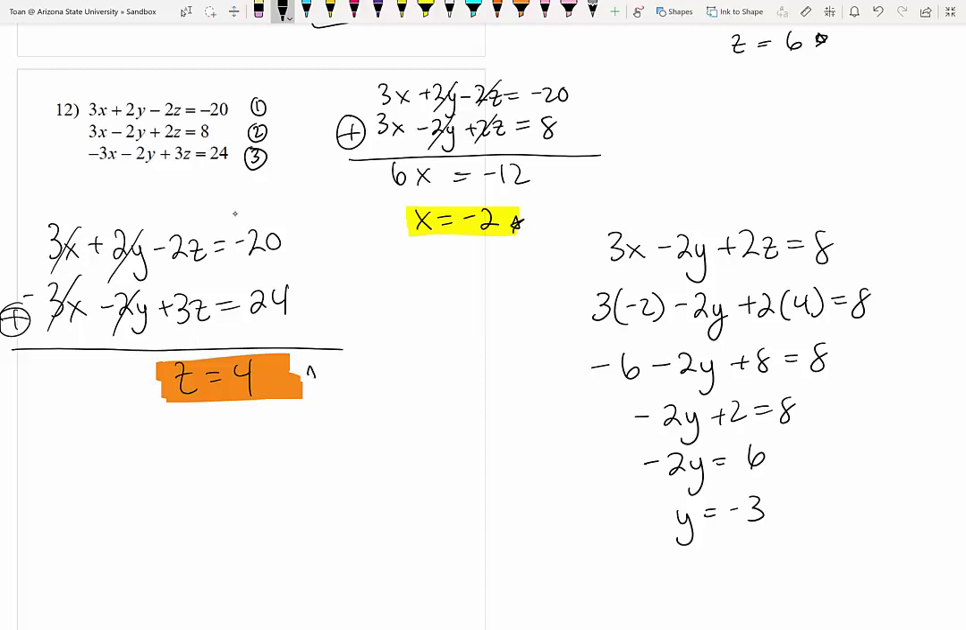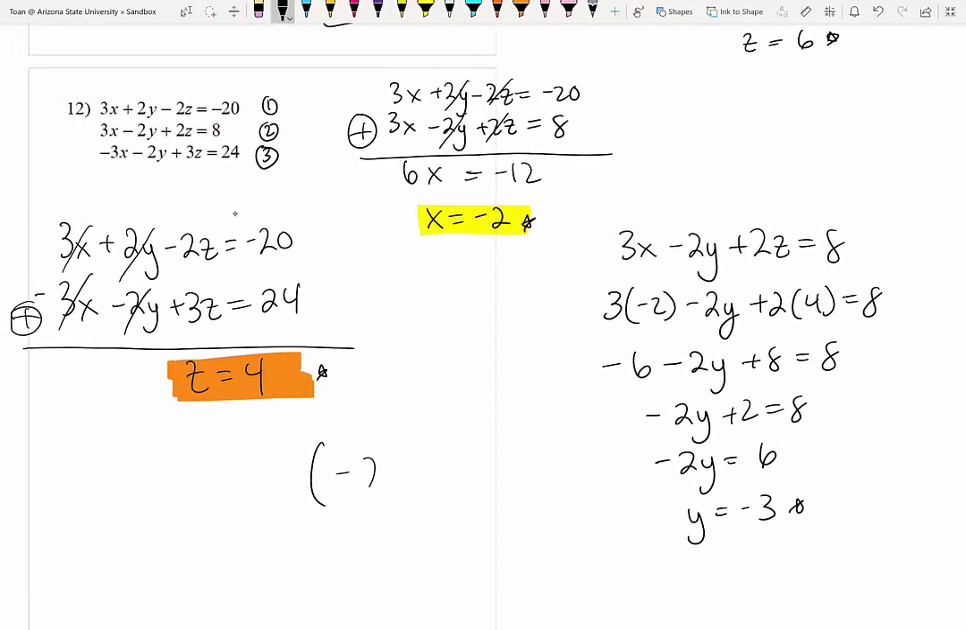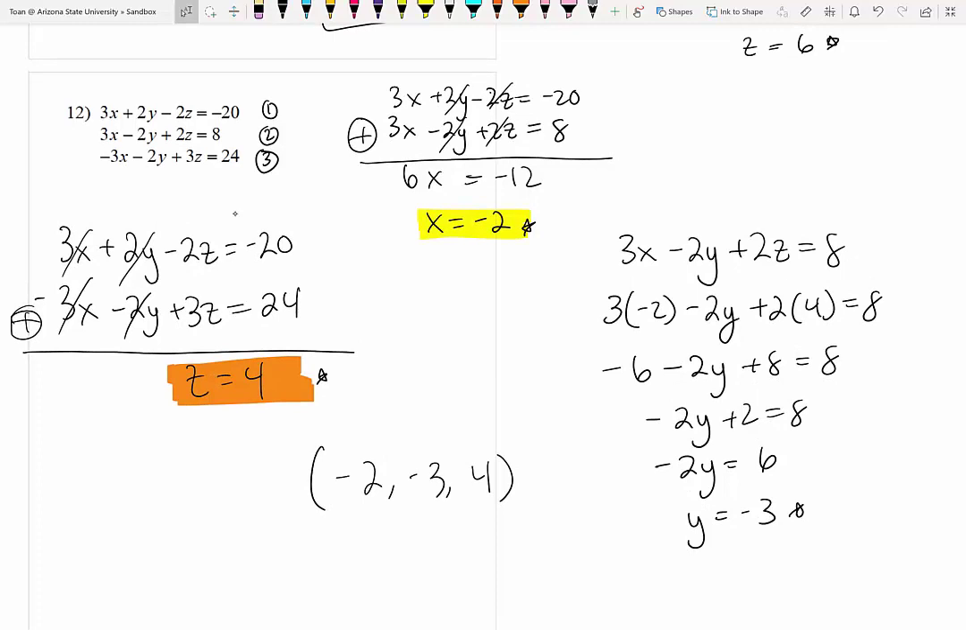So those are our individual answers, but remember solutions are points, so write it as an ordered triple, x, comma, y, comma, z. So our solution would be -2, comma, -3, comma, 4. Pretty cool.